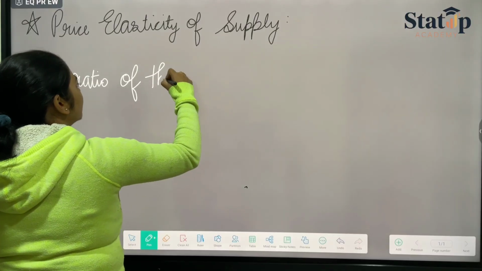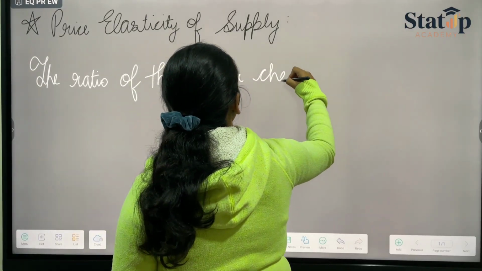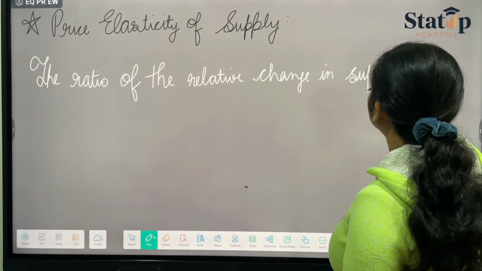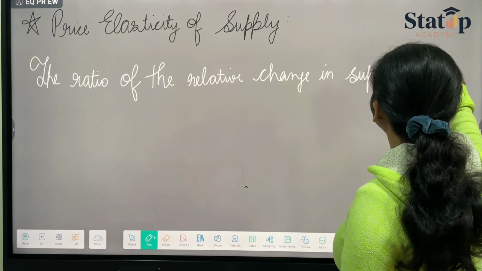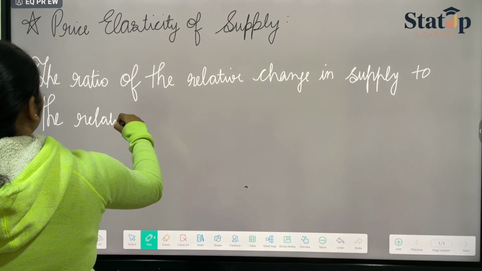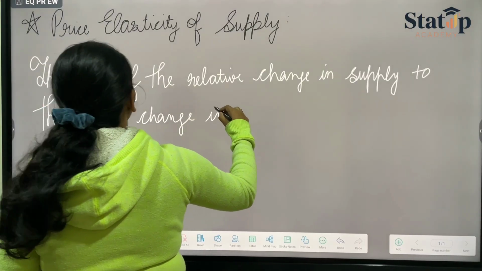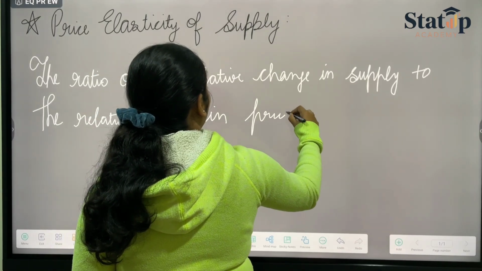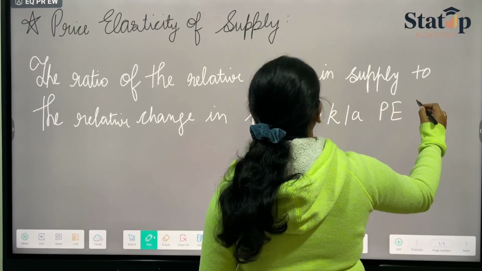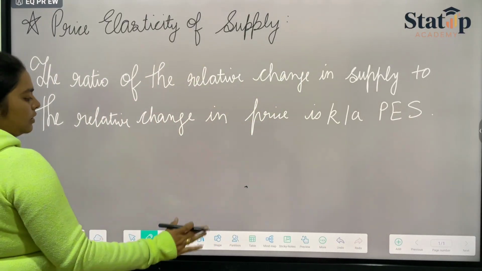of the relative change in supply to the relative change in price of a commodity is known as price elasticity of supply. In short, I'm writing this. It is known as the price elasticity of supply.